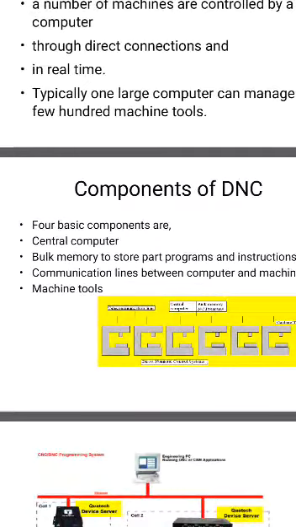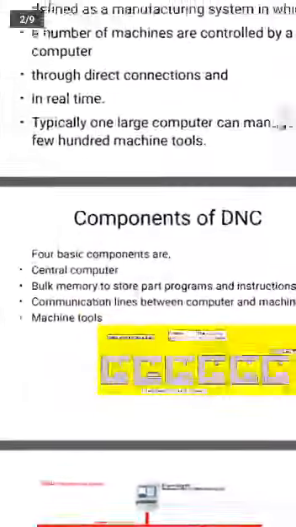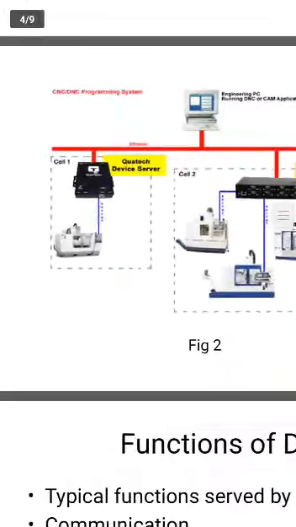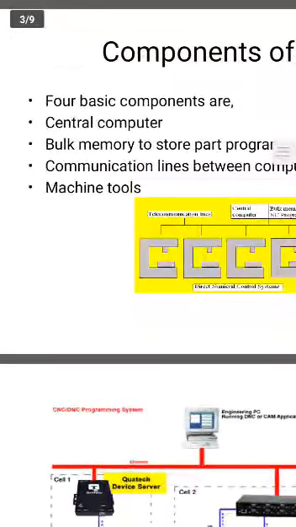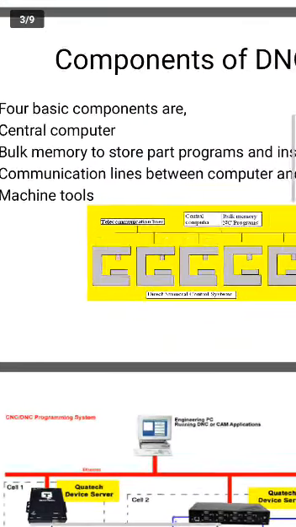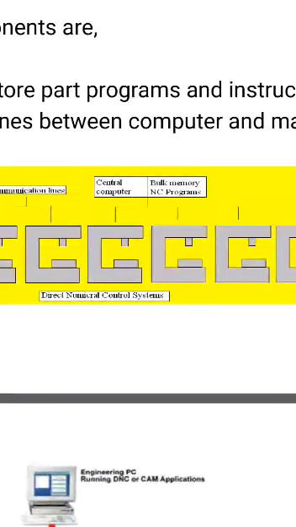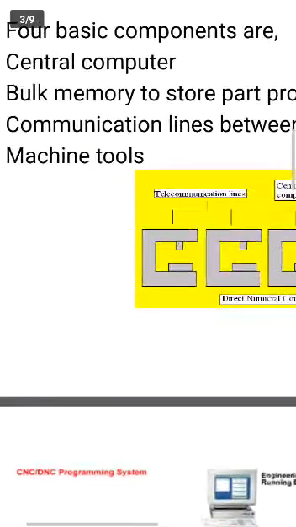Telecommunication lines. So what are these telecommunication lines? It is the communication between the central computer and the machine tools. The central computer will be there, and to that it will connect. The communication line between the central computer and all machine tools takes place through these telecommunication lines, so this way it will be connected in series.